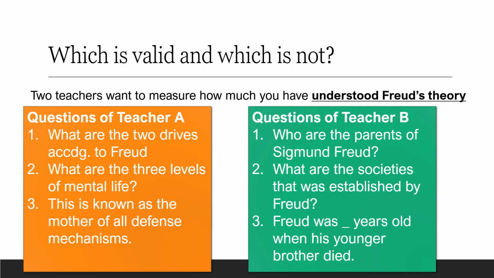Between the two boxes that you can see on the screen, which is valid and which is not. So if we are going to lengthen the sentence, what we're asking here is, which of them measures what they are supposed to measure? So first, you need to ask yourself, what is it really that I want to measure? You want to be specific. So the teacher wanted to measure how much you understood Freud's theory. So that's the main idea of the exam. The teacher wants to measure how much you have understood the theory of Freud.